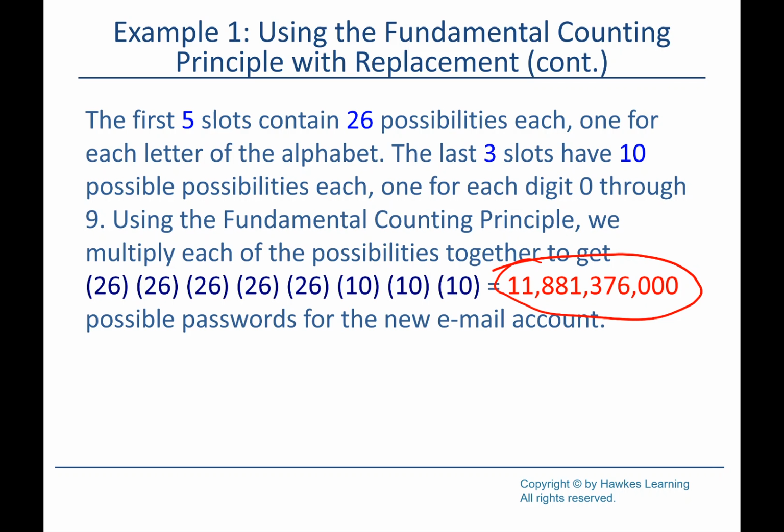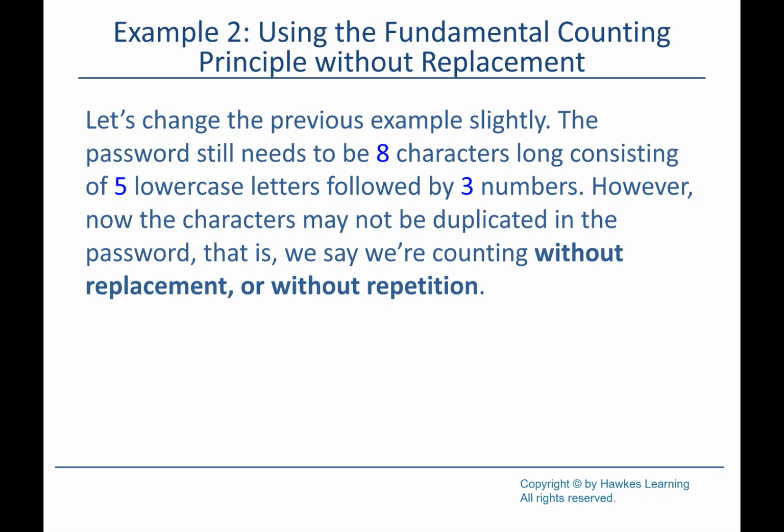Hey, let's look at another one. Same idea, but this time we're still doing 5 lowercase letters followed by 3 numbers, but this time no duplicates. If you pick a letter, that letter's out. You can't use it anymore. Same thing with the digits. If you pick a digit, you can't use that digit again.